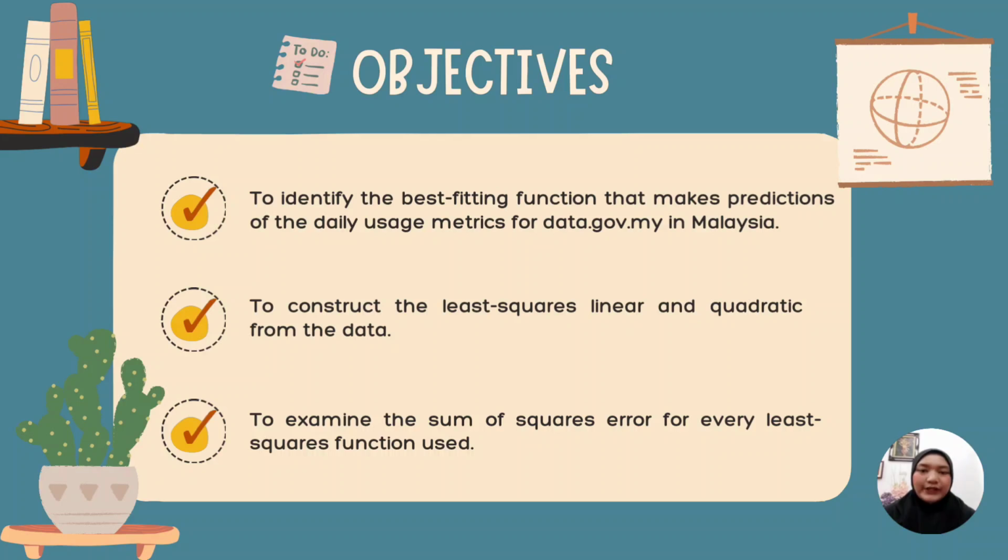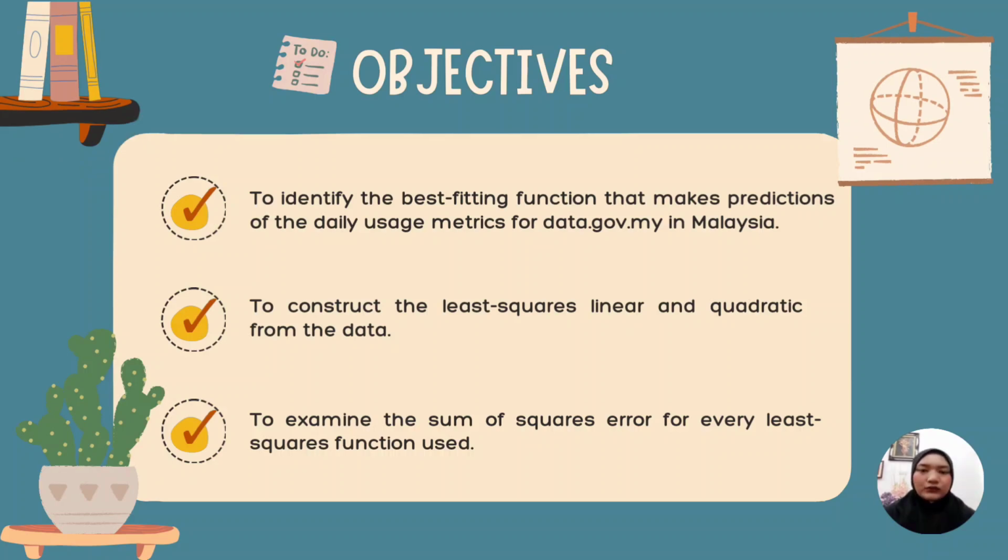Our objectives for this project are to identify the best fitting function that makes predictions of the daily user metrics for data.government.my in Malaysia. Second, to construct the least squares linear and quadratic functions from the data. And the last one, to examine the sum of squares error for every least squares function that we use.